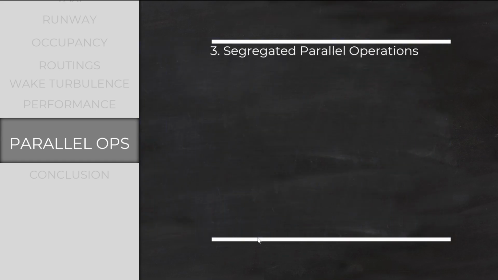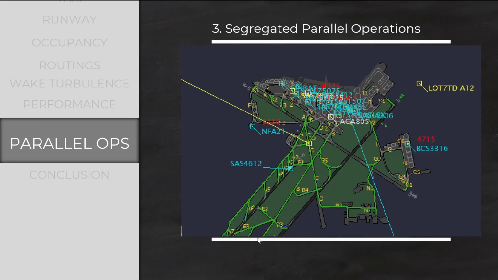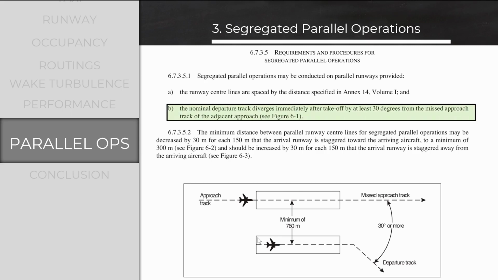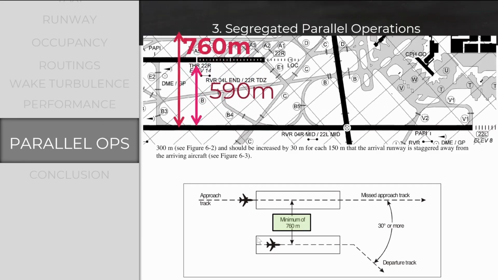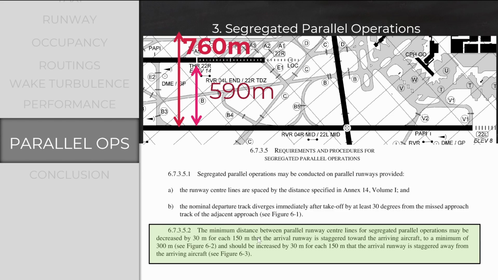The third one is called segregated parallel operation and has to do with landings on one runway and takeoffs on the other. Maybe already now you're thinking, hey, that's something we do in Copenhagen, and yes we do. According to Doc 4444, to perform segregated operations, the runway's missed approach track must diverge more than 30 degrees, which it does. Secondly, you need 760 meters between runways and, well, actually we do not have that. However, there is a condition, which is when the runways are staggered, meaning that they are offset. For every 150 meters they're staggered, you may reduce the required distance between them by 30 meters.